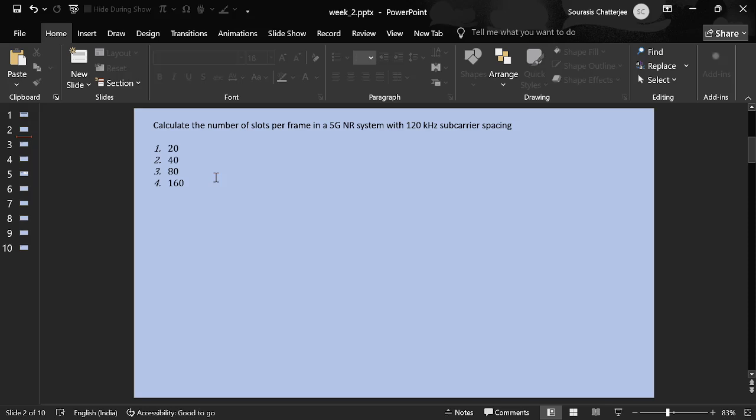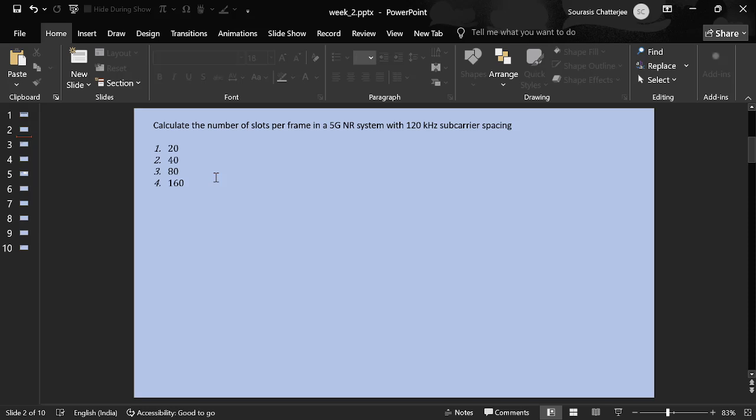A slot has got multiple symbols. True. How many symbols? There are 14 symbols in a slot. One, four. Is that 14 always fixed, or can it vary based on subcarrier spacing? No, per slot the symbols are fixed at 14. The number of slots per subframe will vary depending upon subcarrier spacing. So you are saying that the number of symbols in a slot is always fixed, that is 14, right?